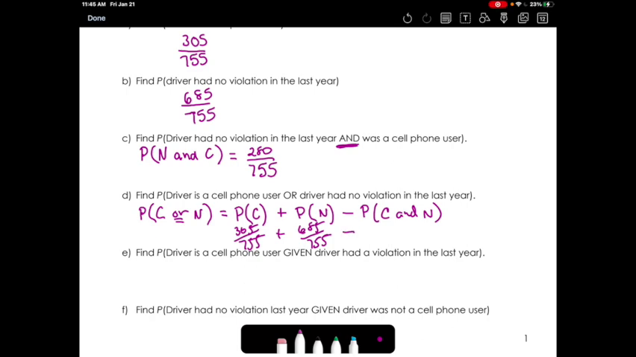that overlap. Okay, so when I take 305 over 755 and I add it to 685 over 755, and then I subtract that overlap of 280 over 755, that's going to give me a probability of 710 over 755.